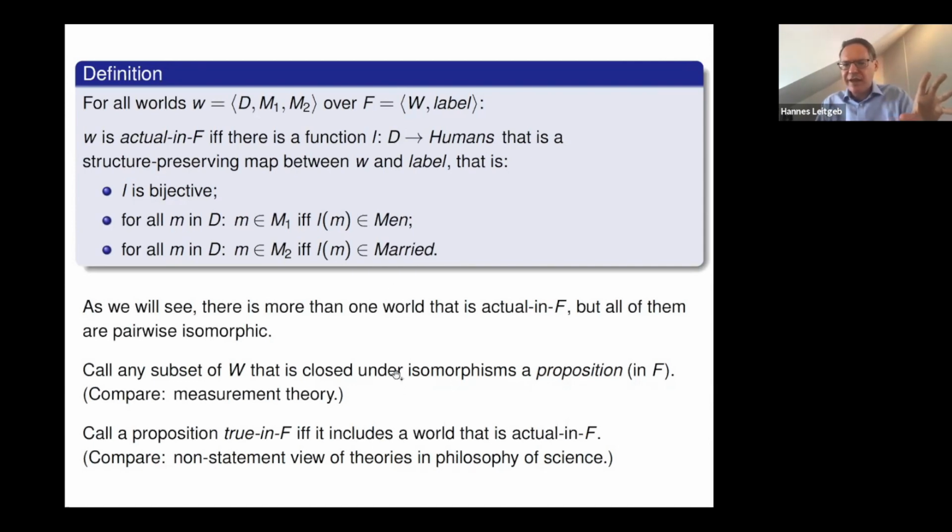The idea that propositions are sets of worlds closed under isomorphisms, under a structure preserving map, is an idea that is out there in measurement theory. And I can tell you more about that if you're interested. Then we call a proposition true in the framework just in case it includes a world that is actual in the framework. So roughly, one of the worlds in the proposition saves the structure of the intended interpretation that's out there in the world. Again, this is a familiar thought from the non-statement view of theories in the philosophy of science. So I'm taking components in theories that are out there and combining them in my, what you will see, quasi-Carnapian manner. But that's roughly the idea.